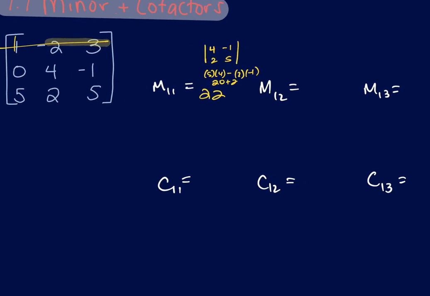So then I go to row 1, column 2, and I would cross through row 1 and column 2. Those are the ones you'd cross through, and you'd end up with 0, negative 1, 5, and 5. So it's 5 times 0 minus 5 times negative 1, and you'd get 0 plus 5, which is 5.